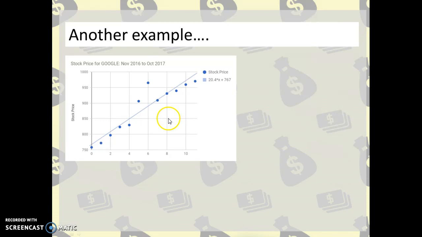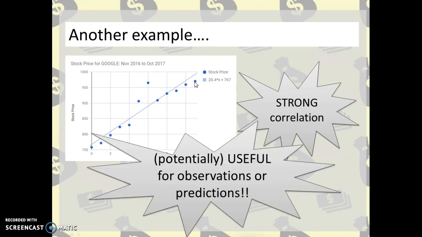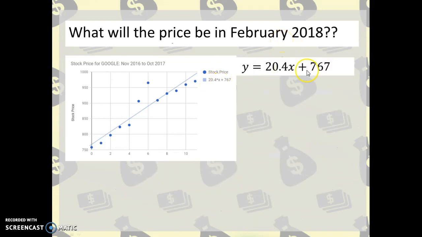Here's an example that's the vice versa. If I look at the Google stock price at the end of last year, you can see that, other than like one little bump, it's really following a line pretty well. So that means I have a strong correlation. It means I can use it for predictions. It means that if I want to predict this month, February 2018, I can take the equation.